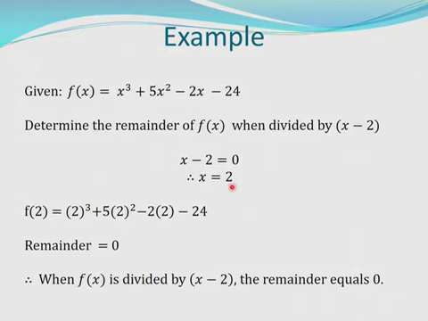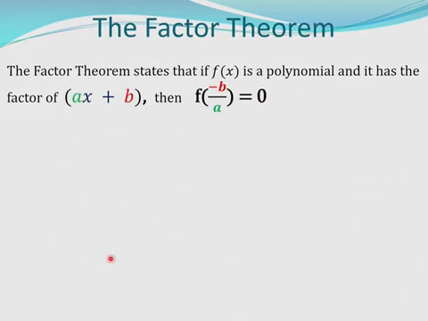And so if we substitute that positive 2 into this expression, wherever we have x, we're going to have 2 cubed plus 5 times 2 squared, minus 2 multiplied by 2, minus 24. If you put that in on your calculator, you'll notice that the remainder is 0. What is our conclusion? Well, when f of x is divided by x minus 2, the remainder equals 0. And when that's the case, x minus 2 is a factor. So that brings us very nicely to the factor theorem.